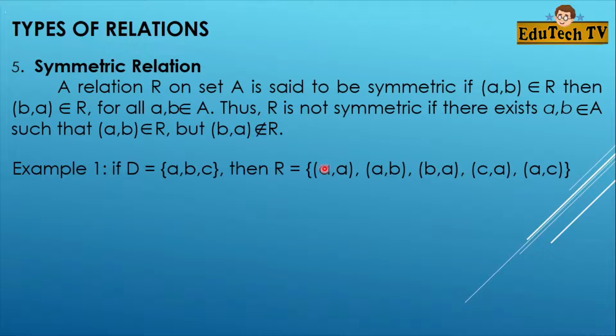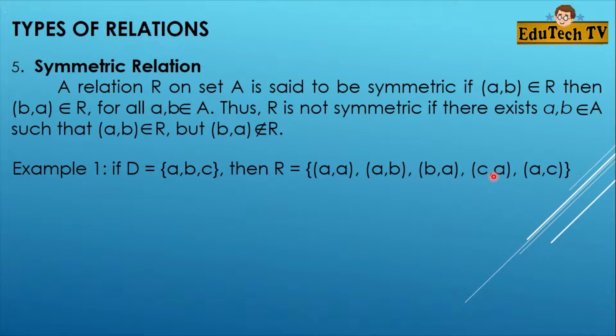Now, this one, kapag AA, it is automatically symmetric. Okay? Why? Kasi pag binaliktad natin yan, AA, meron pa rin siya dun sa R, or relation. Now here, we have AB. Okay? Pag binaliktad natin to, it becomes BA. So we have BA here. Pasok pa rin siya. Next, we have BA. Pag binaliktad, AB, so meron tayong AB.